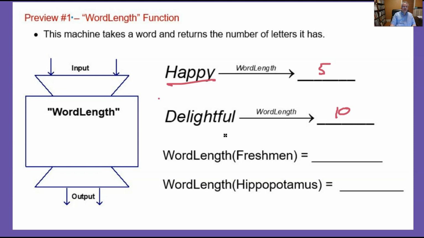When we put freshman into word length, that's what this means. This is the input. We're putting it into this machine. We get 1, 2, 3, 4, 5, 6, 7, 8. There are 8 letters in the word freshman. How about hippopotamus? When that's the input and we put it into this machine, there's 1, 2, 3, 4, 5, 6, 7, 8, 9, 10, 11, 12. 12 letters in hippopotamus.